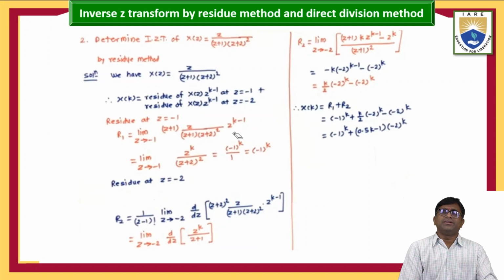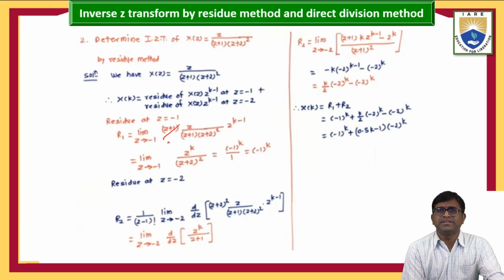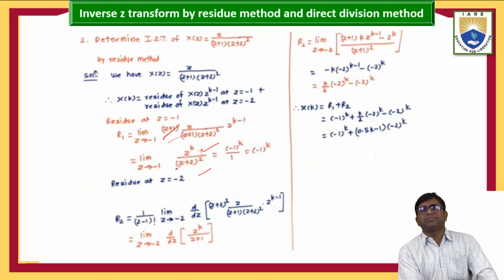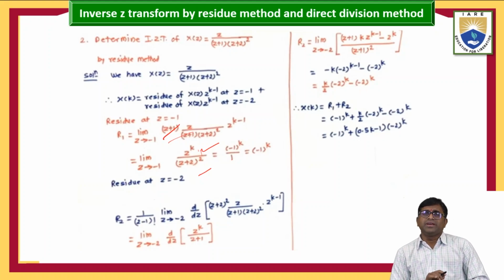After that, here z plus 1 and z plus 1 are cancelled. And here z will be there, z to the power of k minus 1, so that is nothing but we are getting z to the power of k only. And the numerator value is z plus 2 whole square. So at z equal to minus 1, it is minus 1 whole power of k, and plus 1. So it is coming as minus 1 to the power of k.